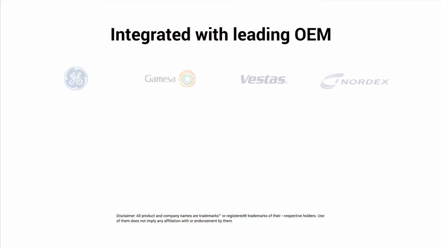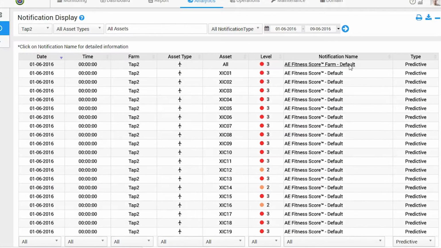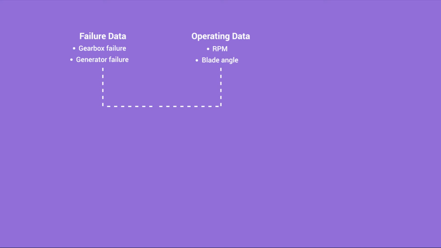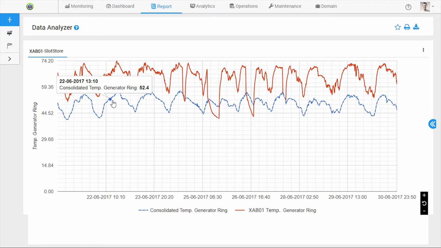We're integrated with over 10 OEMs and have built unique machine learning models for predictive notifications. Our models leverage data of past failures and normal operations to construct control limits, and the user is immediately notified if the limits are breached. Identify impending failures within a month from integration.